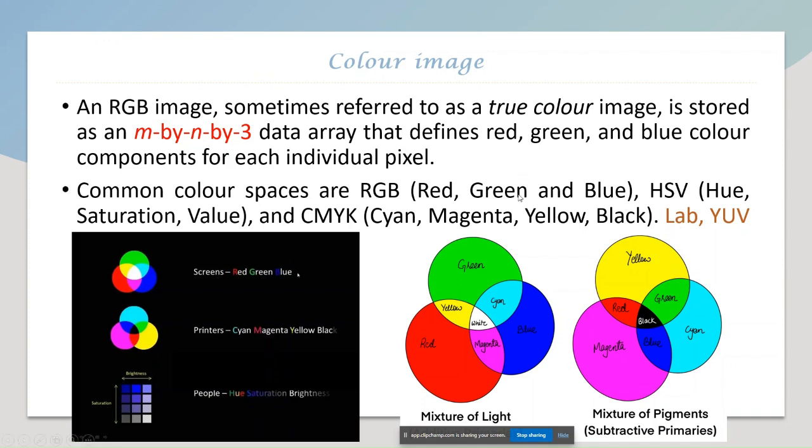So RGB is the primary source of color, and if you mix red, green and blue in appropriate proportion, all of them equally, you get white. And the complementary colors are CMY, and if you mix cyan, magenta and yellow in appropriate proportion, you get black.